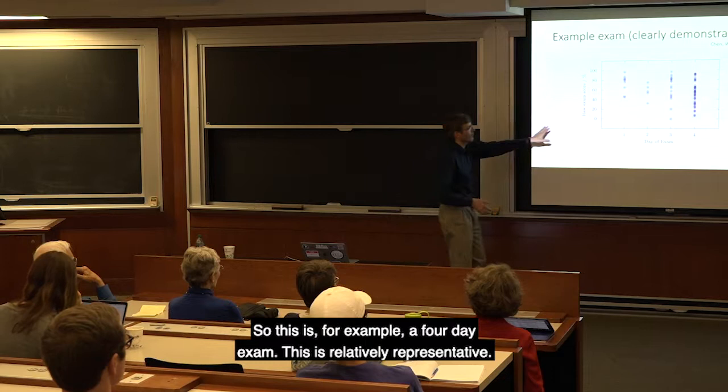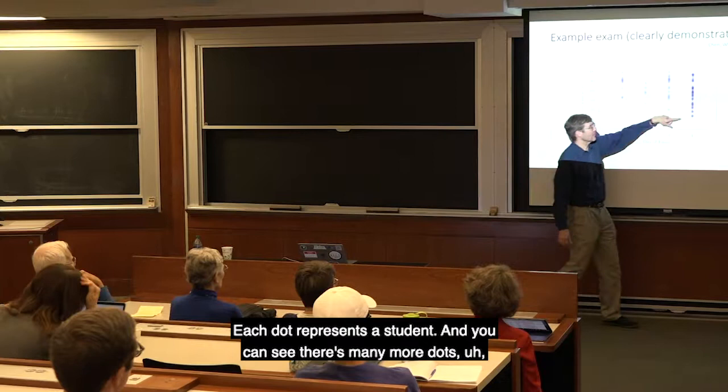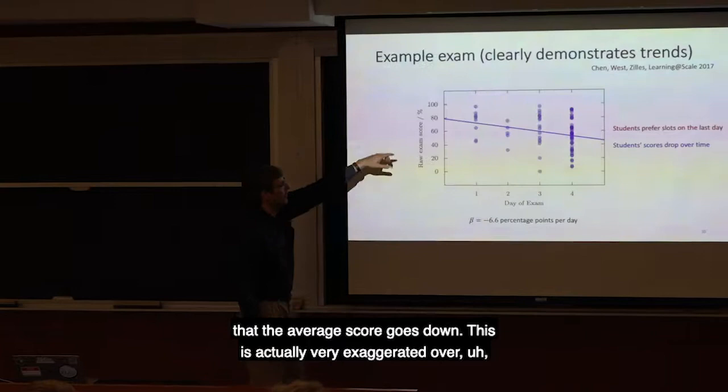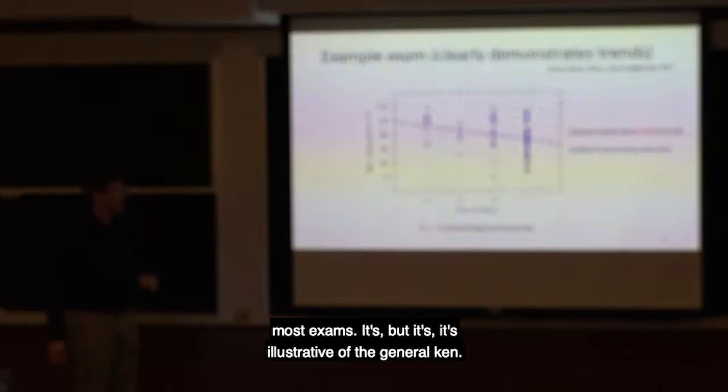So this is, for example, a four-day exam. This is relatively representative. Each dot represents a student. You can see there are many more dots on the last day than on the first day. And if you plot the average score, the average score goes down. This is actually very exaggerated compared to most exams, but it's illustrative of the general trend.